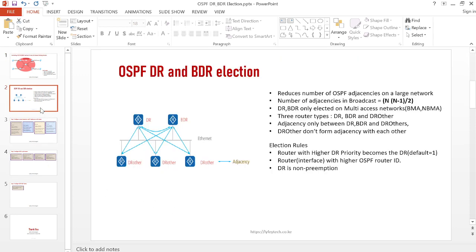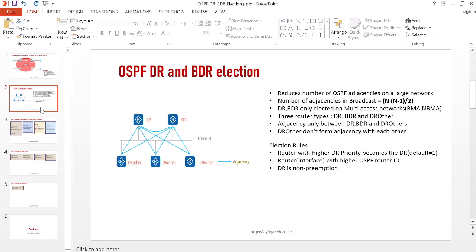So to start with, the DR and the BDR. The DR stands for designated router. The BDR stands for backup designated router. The DR and the BDR, for me, are similar to the route reflector in BGP. The DR and the BDR are mainly in charge of exchanging the update information for the OSPF protocol.